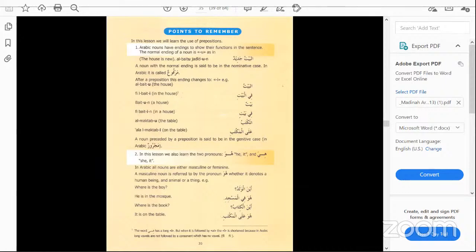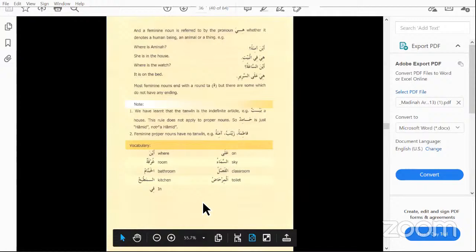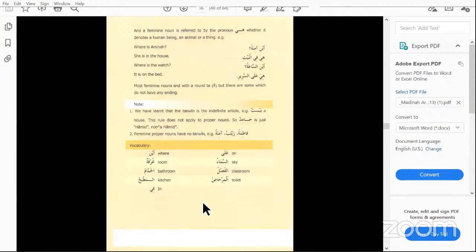And a feminine noun is referred to by the pronoun hiya, whether it denotes a human being, an animal, or a thing. Example, where is Amina? Aina Aminatu? She is in the house. Hiya fil bayti. Where is the watch? Aina sa'atu? It is on the bed. Hiya ala sariri. Most feminine nouns end with a round ta marbuta, but there are some which do not have any ending.